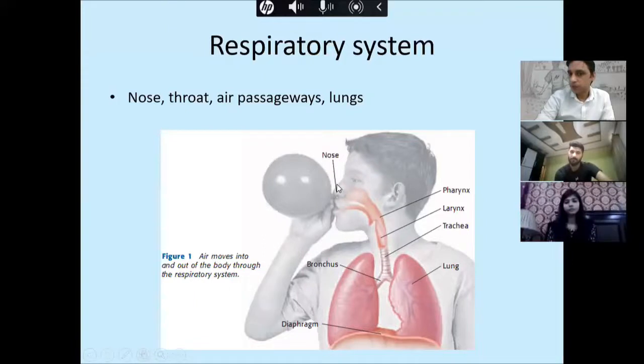So the nose, and then the throat. The throat itself consists of two things. One is called the pharynx, the first part, and then the larynx. Remember, the pharynx is the place which is common between the two systems. The one system we will be studying is the digestive system, because whatever we are eating is also entering our system from the mouth. So the first junction where these two systems get separated is the pharynx.